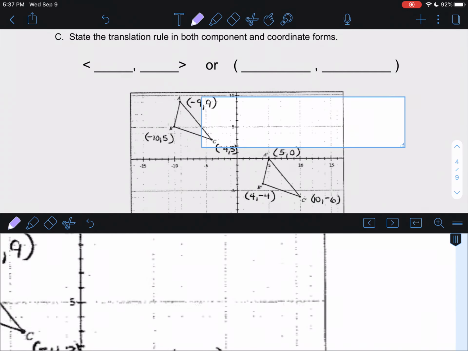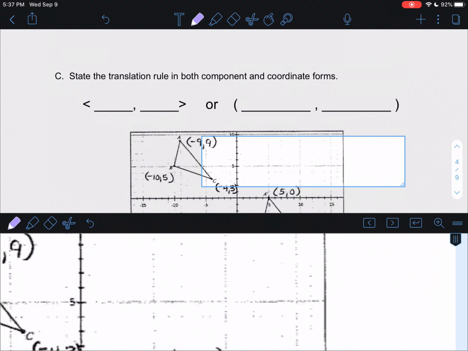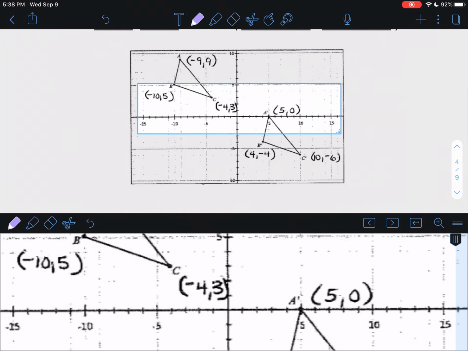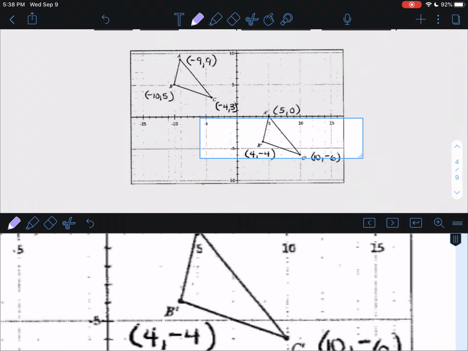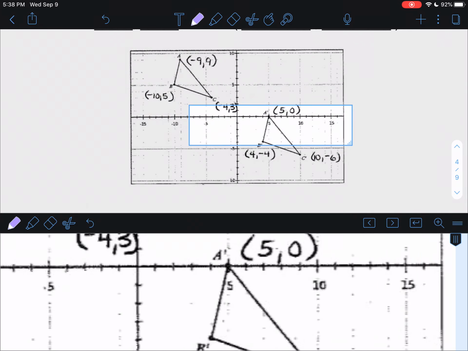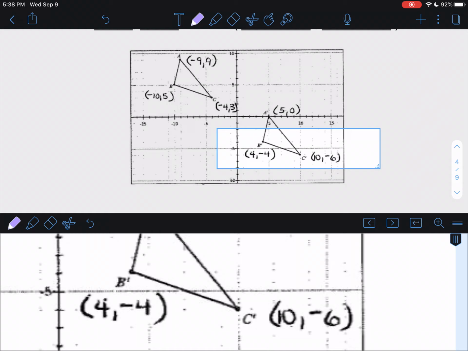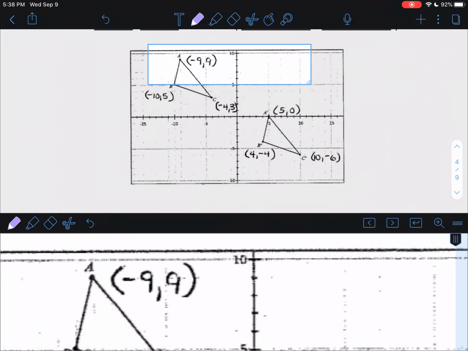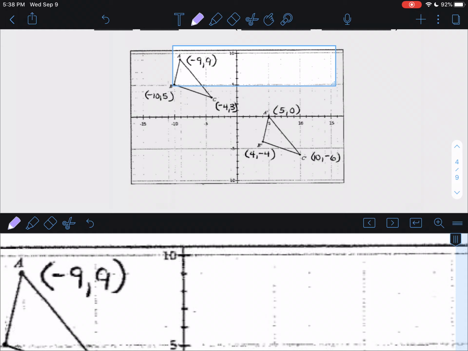And yeah, we just have this one more. Okay, so this one, state the translation rule in both component and coordinate forms. So I have these two triangles. This one looks like the original triangle because it's labeled A, B, and C. And this one is the new triangle, the image, because it's A prime, B prime, and C prime. So I'm just going to pick one of these points. It does not matter which one. I'm going to go with A because it's the first point alphabetically.